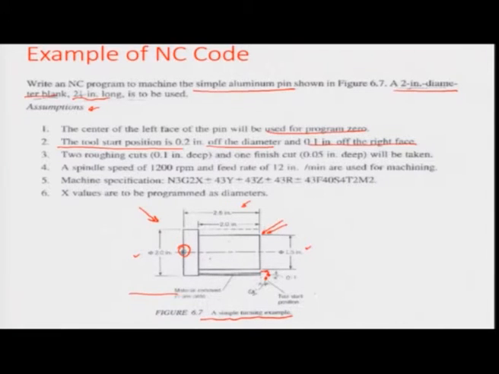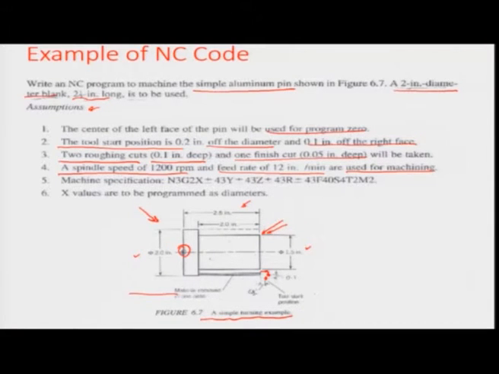It is represented by this particular dot, and we also are wanting to define through this machining process a certain sequence of operation. It is not a direct cut affair. You are having two roughing cuts of 0.1 inches deep and one finish cut of 0.05 inches deep. Okay. So, they will be taken simultaneously, and then there is a spindle speed of about 1200 rpm, a feed rate of about 12 inches per minute, which are used for machining.